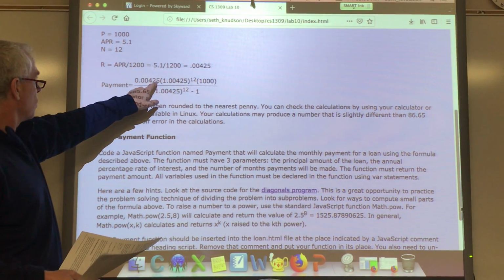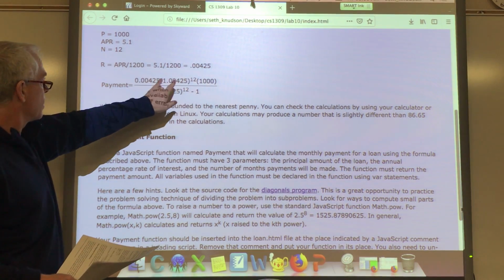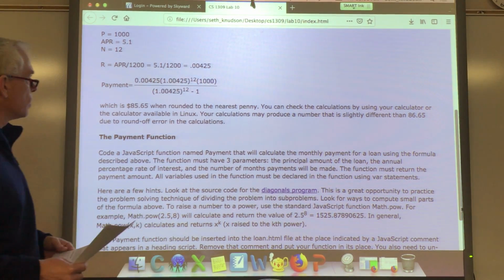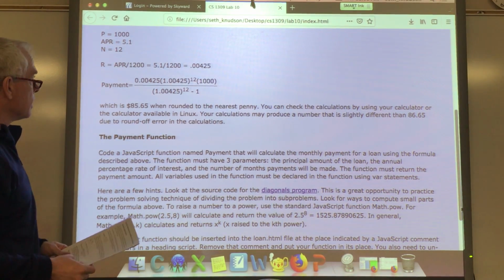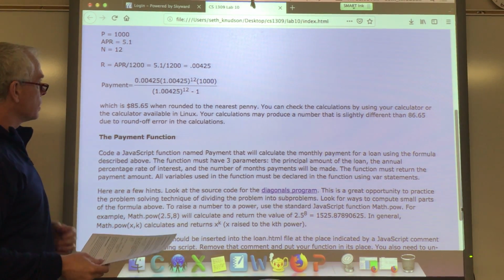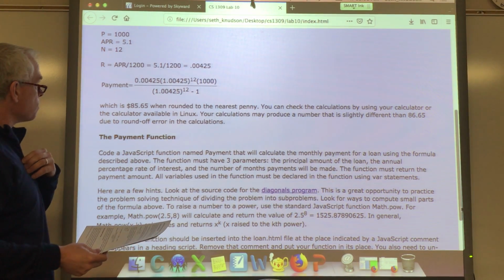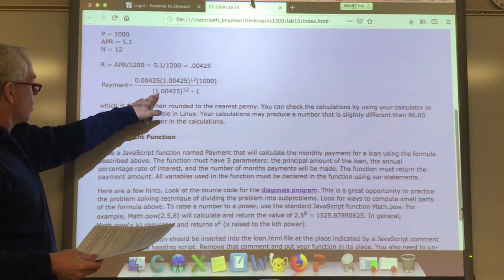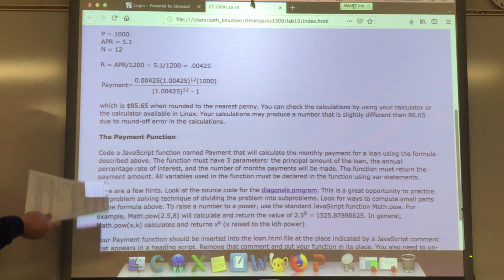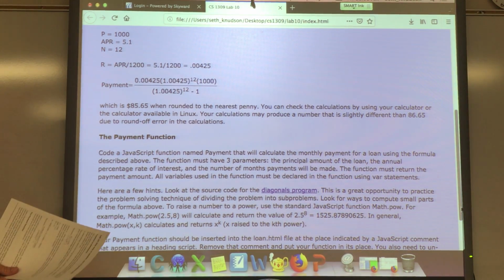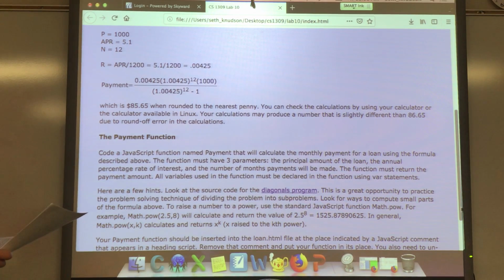So 0.00425, and then remember this was 1 plus R, so 1.00425 raised to the 12th, to the N, and then times 1,000, times your P again. Okay, all over 1 plus R again to the 12th, and then minus 1. You get $85.65. That's how much you'd have to pay every month. Okay, rounded to the nearest penny, so you can talk about that a little bit.